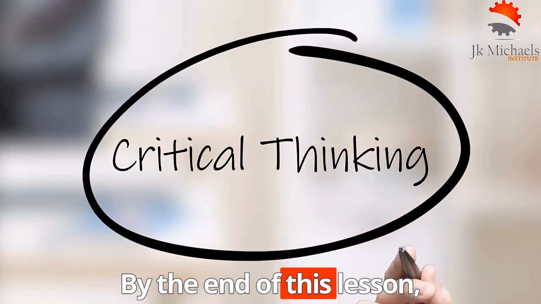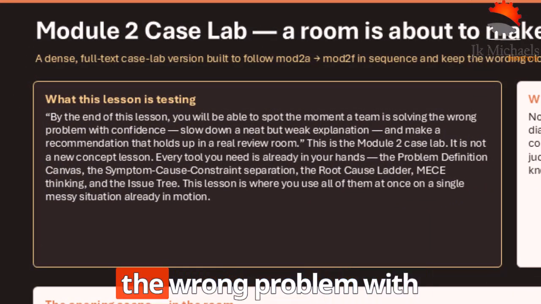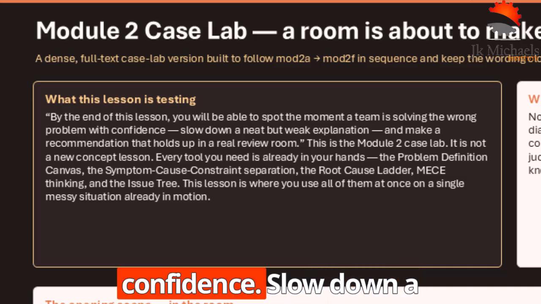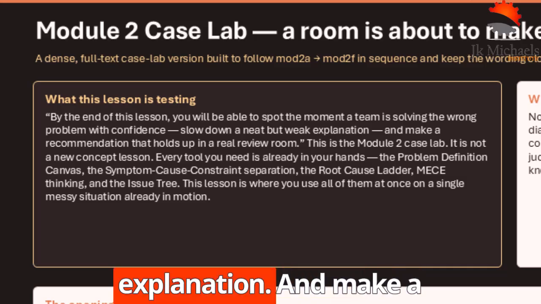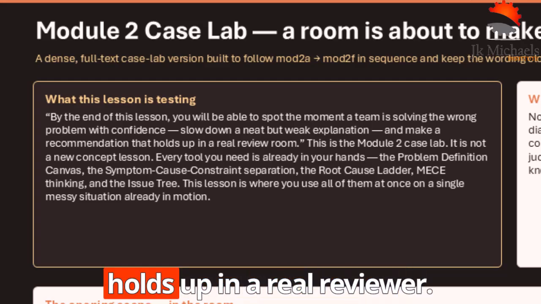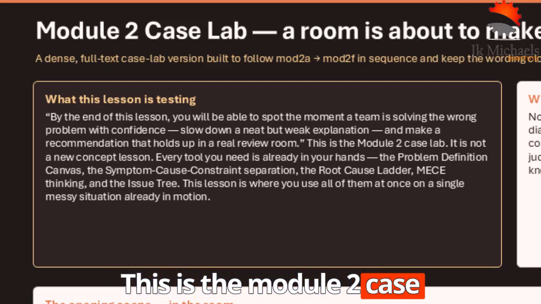By the end of this lesson, you will be able to spot the moment a team is solving the wrong problem with confidence, slow down a neat but weak explanation, and make a recommendation that holds up in a real review room. This is the Module 2 Case Lab.